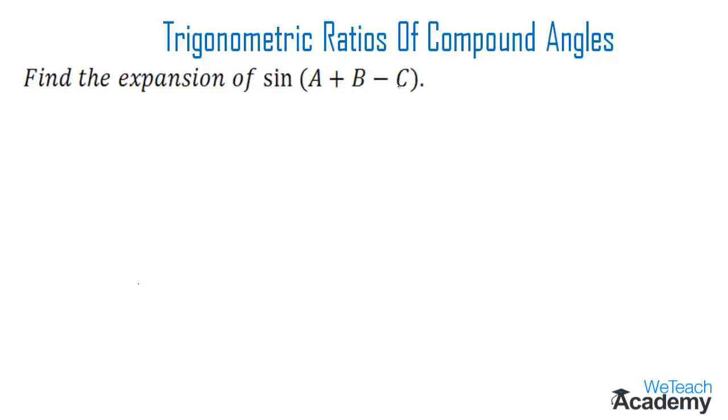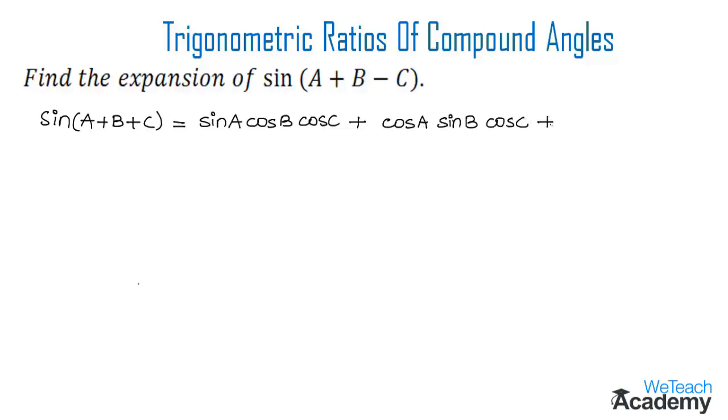In order to find the expansion of sin(A + B - C), let us consider the formula of the compound angle A + B + C under the trigonometric ratio sine. That is, sin(A + B + C) is equal to sin A cos B cos C plus cos A sin B cos C plus cos A cos B sin C minus sin A sin B sin C. By using this formula, we can find the expansion of sin(A + B - C).